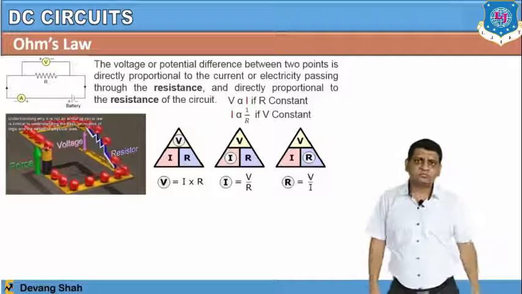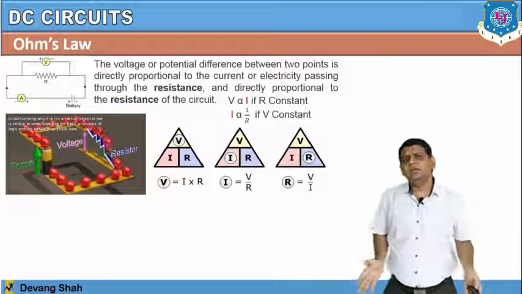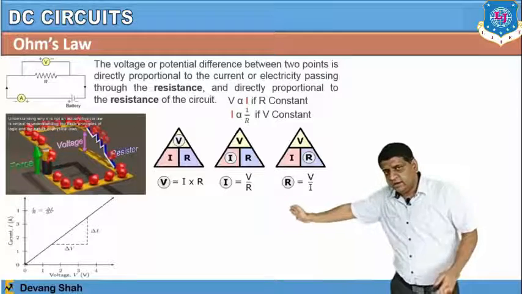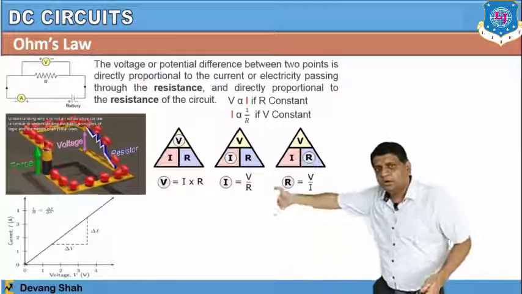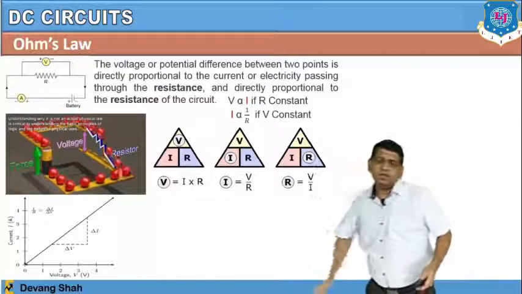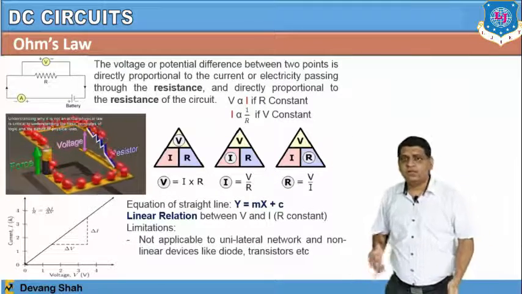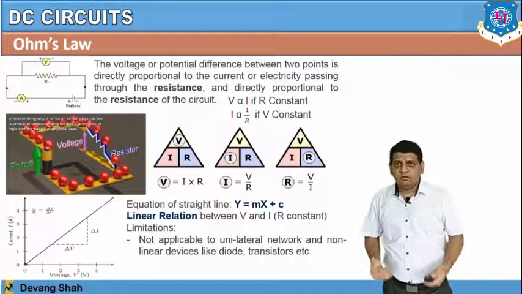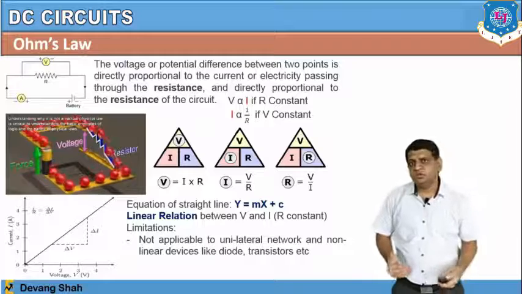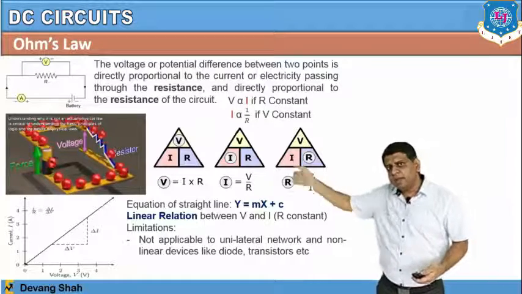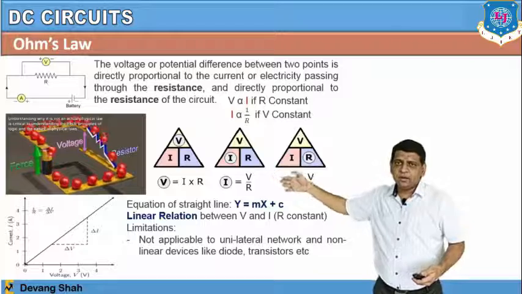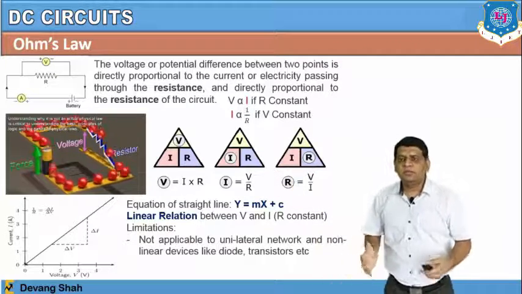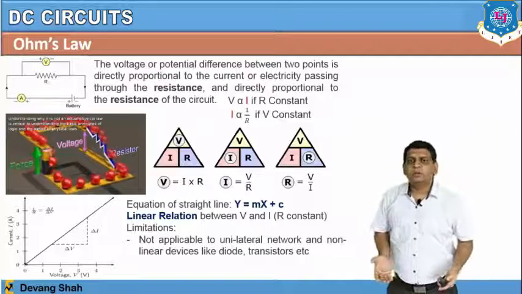Now based on this, you can see this relation is a linear relation, right? You can see this graph, where there is a straight line, and that straight line follows the mathematical equation y is equal to mx plus c, where m is the slope. So here the slope 1 by R is equal to delta I by delta V. So Ohm's law gives you a linear relation of these parameters, right?